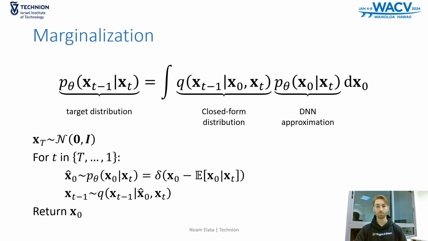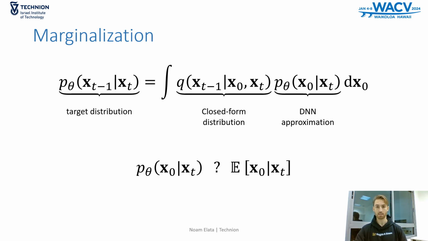Our interpretation reveals that the specific choice of P of xt minus 1 given xt used in DDPM corresponds to the step of sampling x0 given xt being deterministic. Applying the DNN approximation can be seen as sampling from a delta distribution that is centered around the conditional MMSE estimator. Interestingly, with this interpretation, we wonder whether the conditional MMSE estimator is the best choice for this DNN approximation.